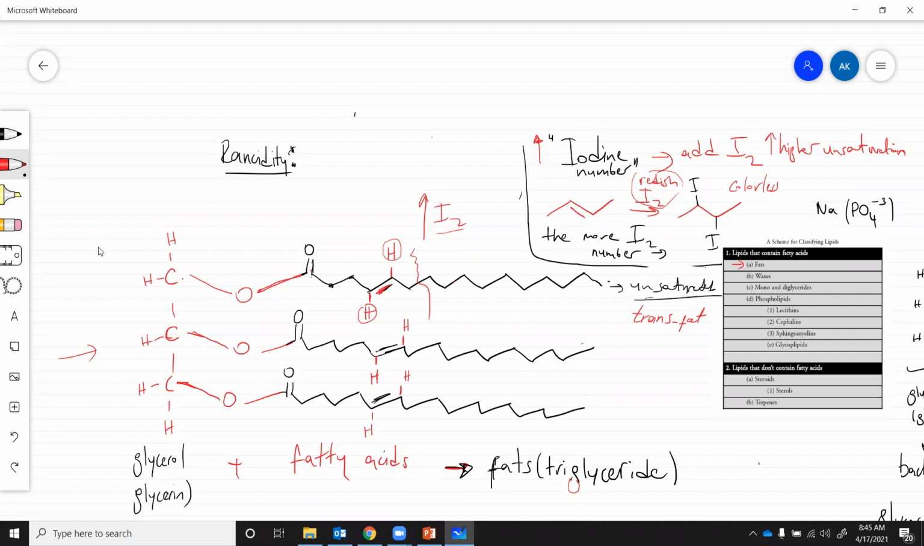The higher the iodine number, it makes sense, because imagine if you have one double bond here, right? You will be adding 1 mole of iodine. You need 1 mole or 2 moles. But as you can imagine, if you have more double bonds, you need to add iodine to every single one of them. So you need to add more iodine. Make sense? Okay, so that makes sense.